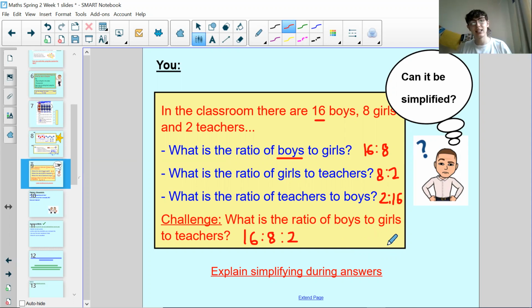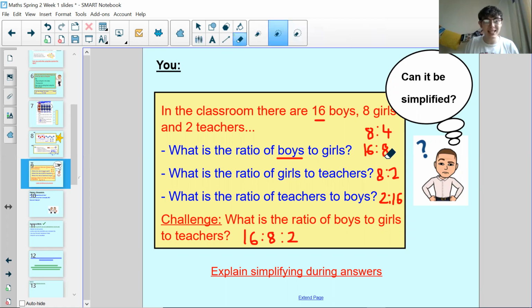16 to 8 to 2. Okay, now going back to my simplification, can it be simplified? So what is the ratio of boys to girls? We've got 16 to 8, but how do these numbers relate to each other? We must know that 8 and 16 are related. Can I divide 16 by 2? I can, and it will give me 8. Then I can divide 8 by 2 also, 8 to 4. So our ratio has now been simplified from 16 to 8 to 8 to 4, okay?